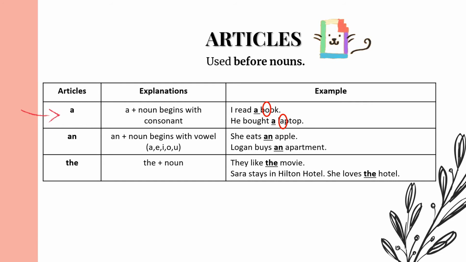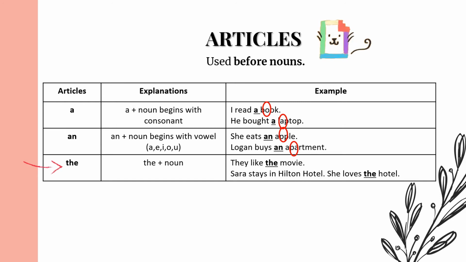L is a consonant. Next one is an. An plus noun that begins with a vowel: A, E, I, O, U. For example, she eats an apple. Apple starts with letter A. A is a vowel. Next, Logan buys an apartment. An apartment. Apartment starts with letter A. A is a vowel.